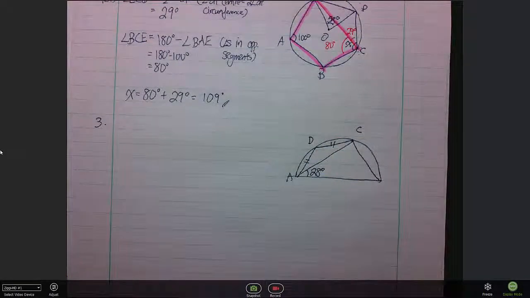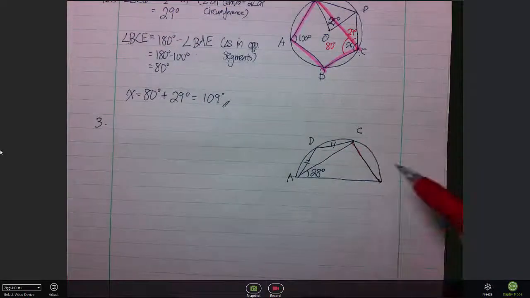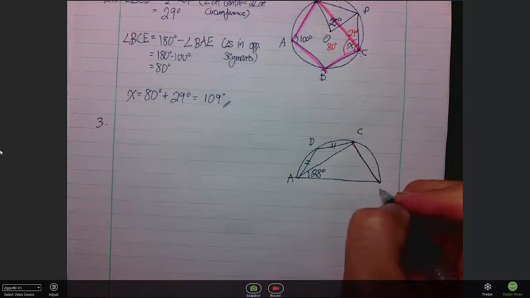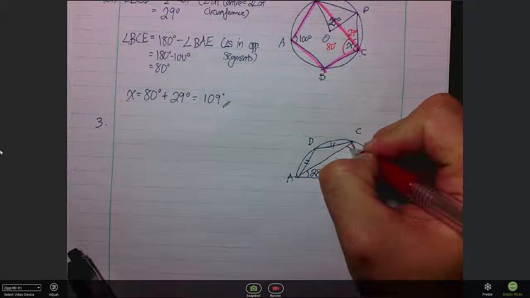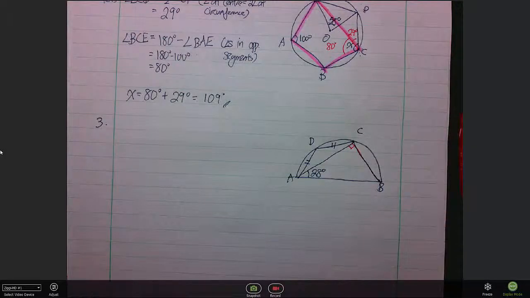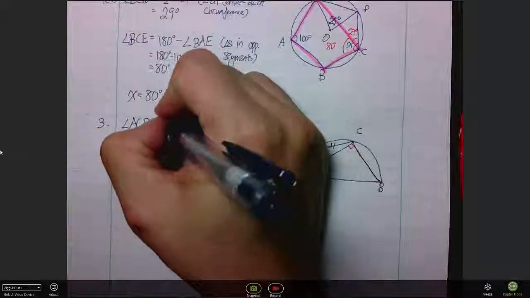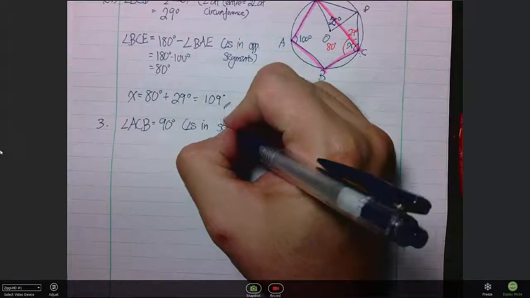Notice that I already on my own drew an extra line here. If you notice this diagram, this is a semicircle. So straight away when you know there's a semicircle, this angle here, angle ACB, will be equal to 90 degrees. Why? Because angles in semicircle equal 90 degrees. So I write down angle ACB equals 90 degrees. I say it's because angles in semicircle.